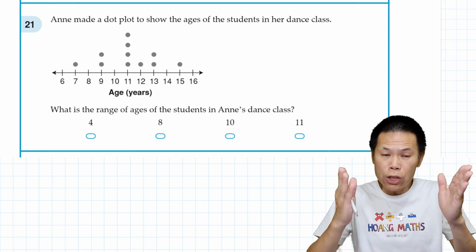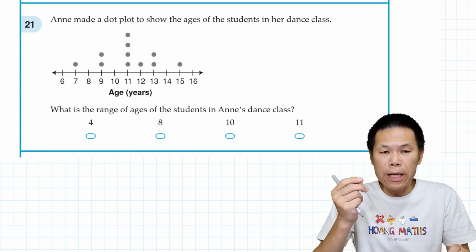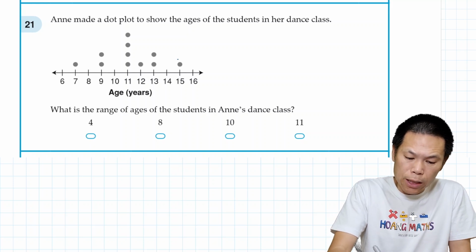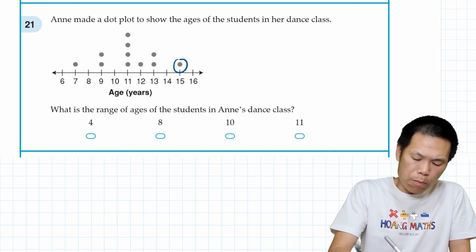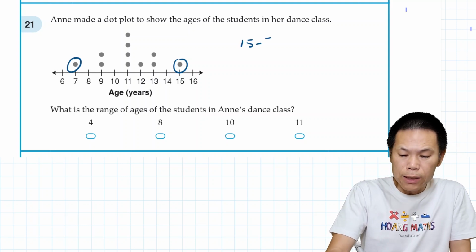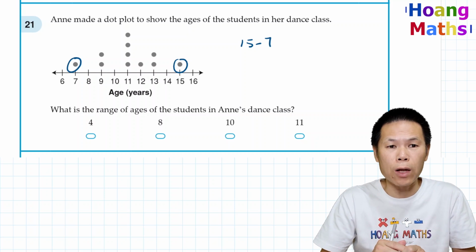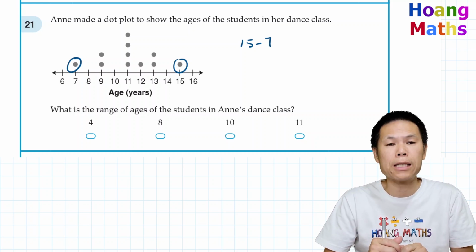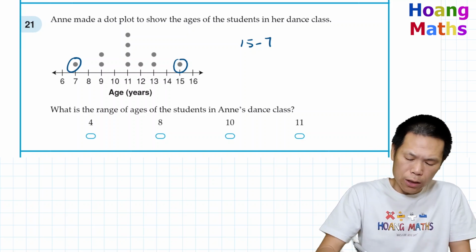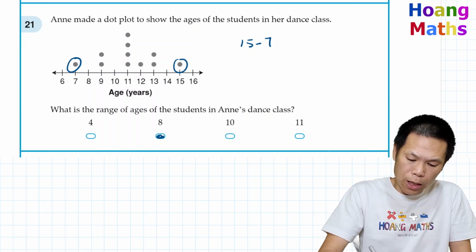So we know that range is the maximum score minus the minimum score. The maximum age in this case is 15 and the minimum is 7. So we just go 15 minus 7. Of course, you can just put it in a calculator. Otherwise, 10 minus 7 is 3 and we add 5. So that gives me 8. So the answer should be 8. So there you go.